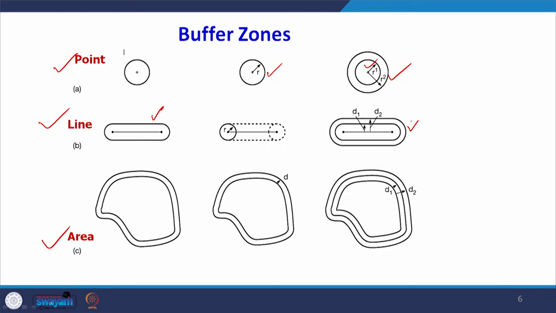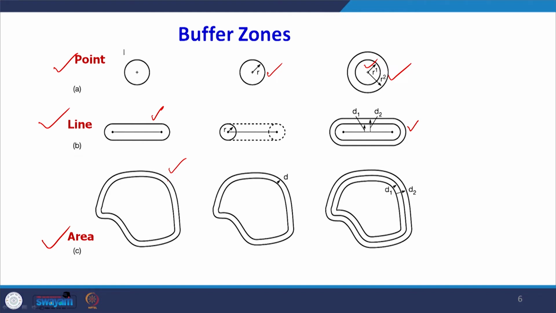So, there are two buffer lines which are created around the line feature. Now, we see the polygon feature. In the polygon feature, there is a polygon and the buffer is created. Again, the buffer could be all outside, or one inside and another outside, with different distances from the actual polygon. So, you can create multiple buffers and then carry out a certain analysis within that buffer zone.